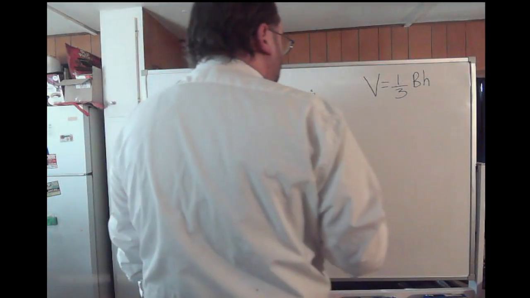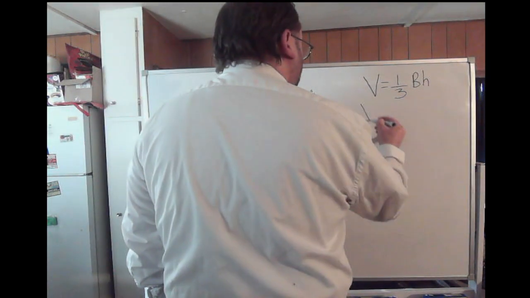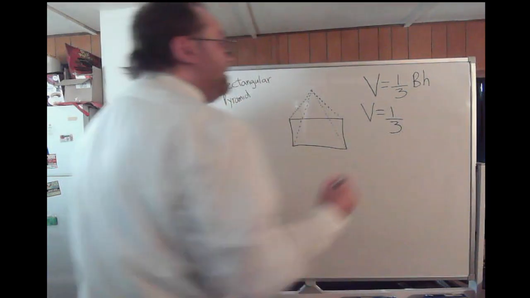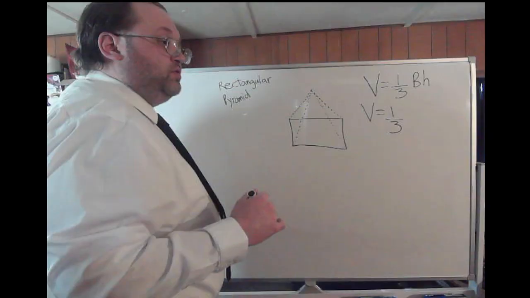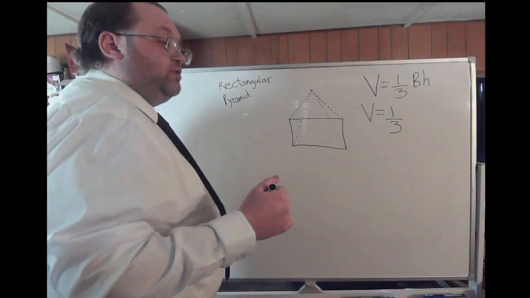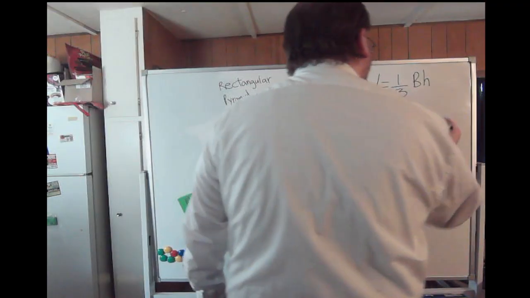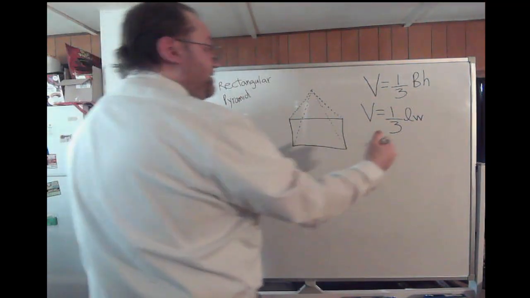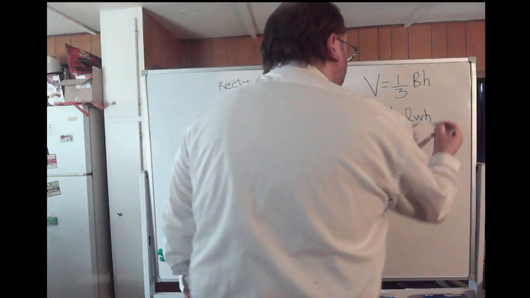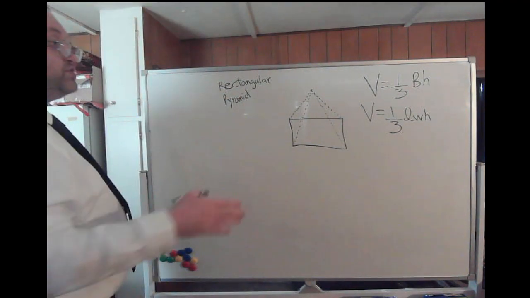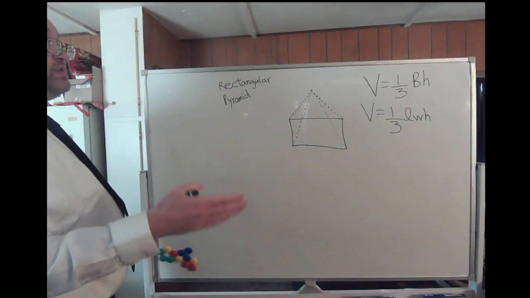So, of course, in order to find the volume of a rectangular pyramid, you still have 1/3, but what is the area of the base of a rectangle? The area of a rectangle, that's just the length times the width. You have the length times the width, and then you multiply that all by the height and get the volume. So the volume of a rectangular pyramid is 1/3 times the length times the width times the height.